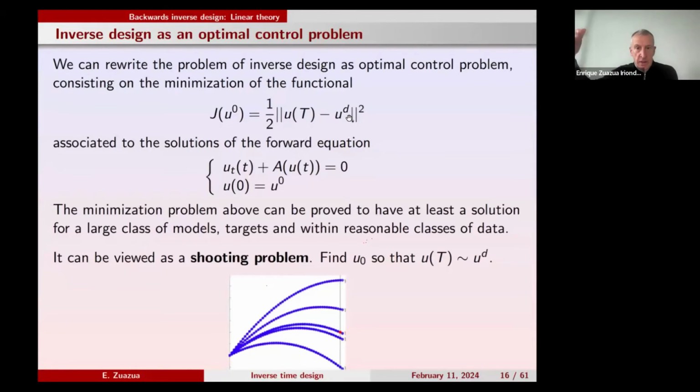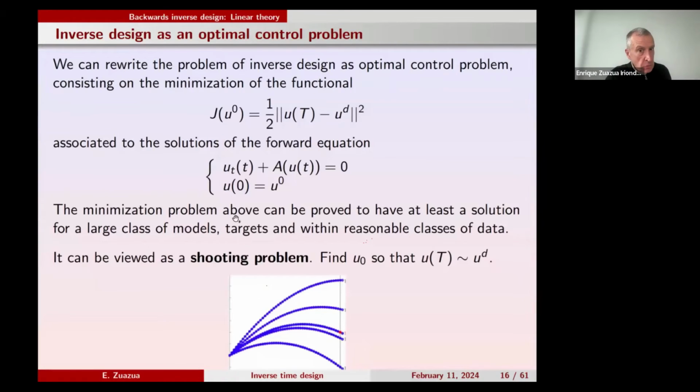So UD is the desired target, or you can think of D as being data as well. UD is the data you have measured today. And then you want to identify the initial datum that was sometime in the past. So what was the initial datum at time t equals 0 that led, through the evolution of this system, to the measurement, the data you are observing today, UD? So how do you do that?